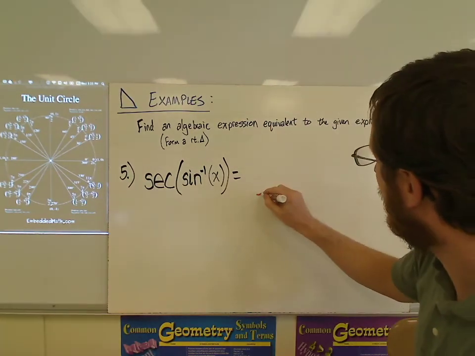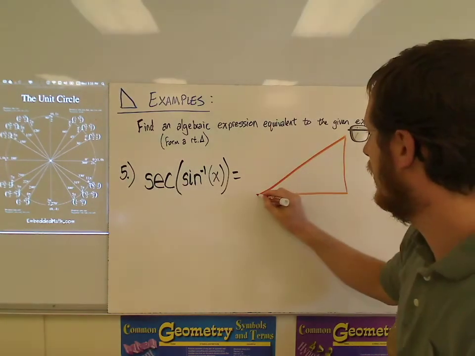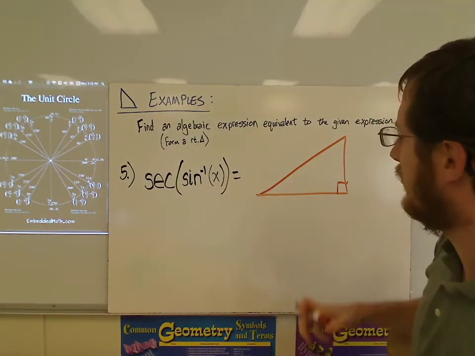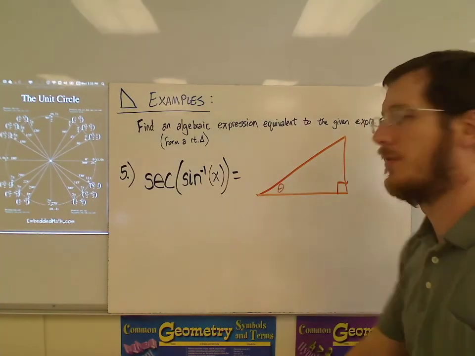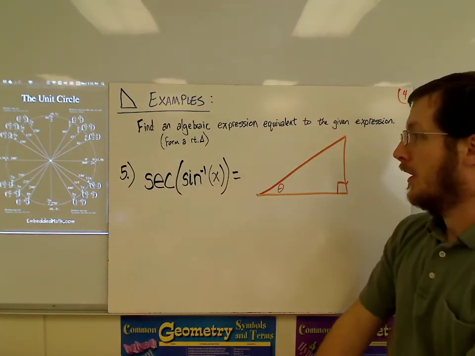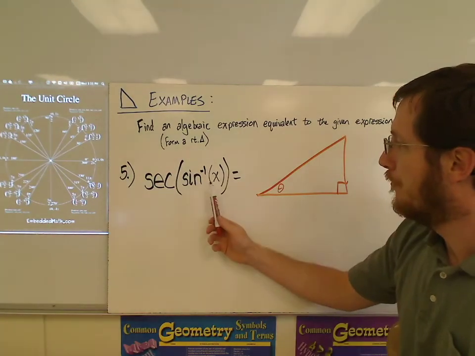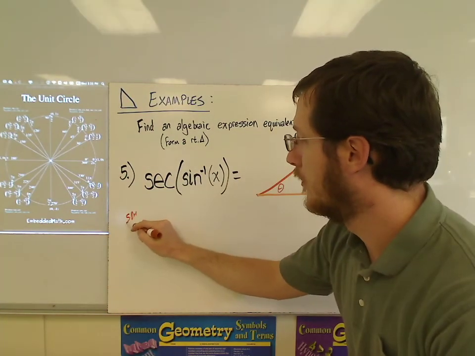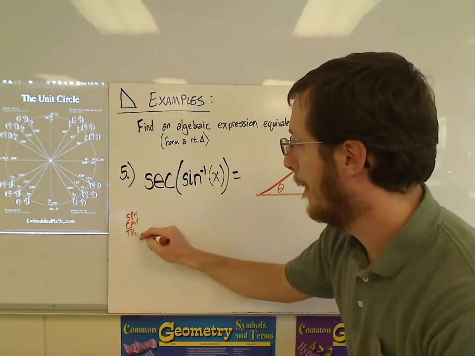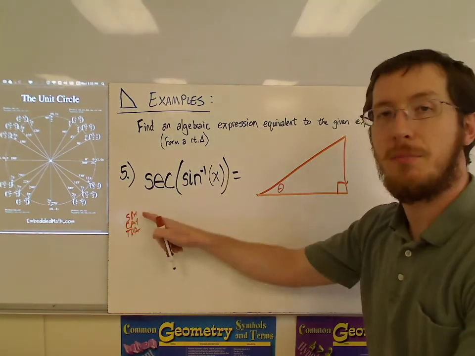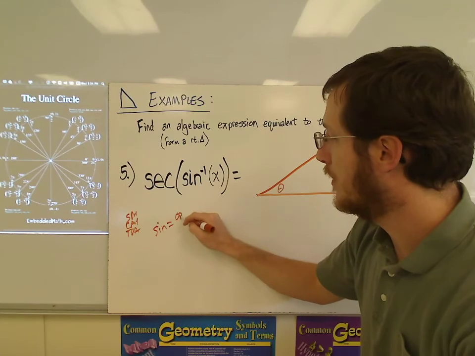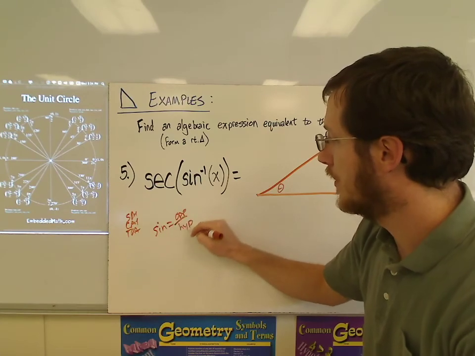So let's start with a triangle. Let's make it a right triangle. And let's put some angle theta down here. Okay, so we're looking for an angle whose sine is x. So now remember SOHCAHTOA. Our sine ratio is opposite over hypotenuse. So sine is opposite over hypotenuse.